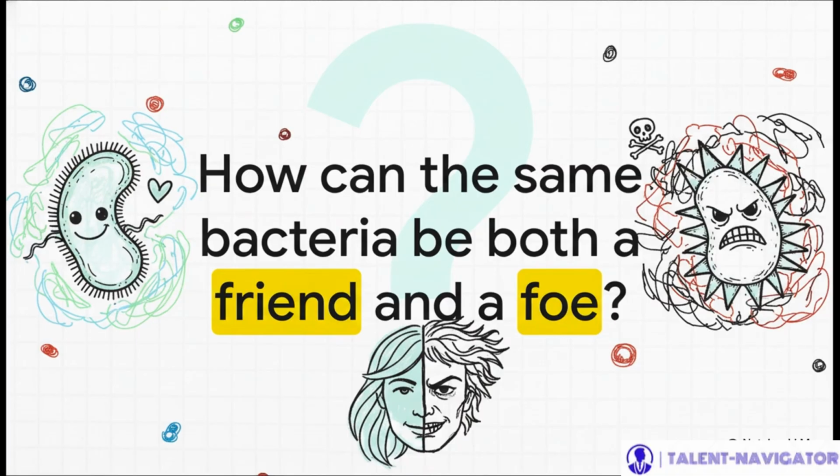And right away, that brings us to this really fascinating puzzle. How is it even possible that the exact same type of bacteria can be a helpful friend in one person, but a seriously dangerous enemy in another? It's like this bizarre Dr. Jekyll and Mr. Hyde situation happening inside us all the time.